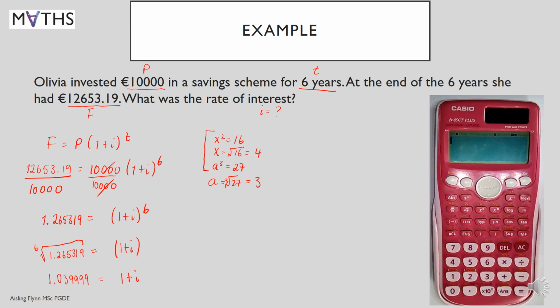Alright, now we have a very simple equation there. To get I equals, I'm going to take 1 from both sides. Okay, and I get I equal to 0.039999. Now we were asked the interest rate. If you remember, things like 8% looked like 0.08, 5% looked like 0.05. So here we've got 3.9999 and it was recurring. Okay, equals I. That's a percentage. So let's call it 4%.